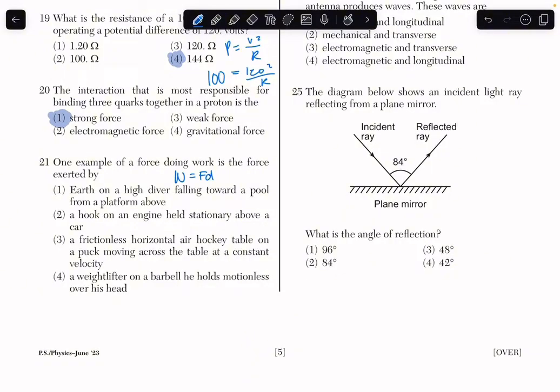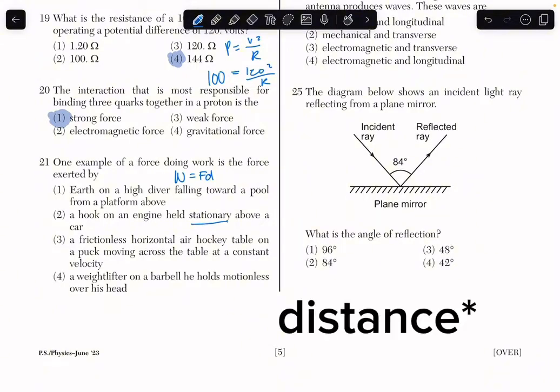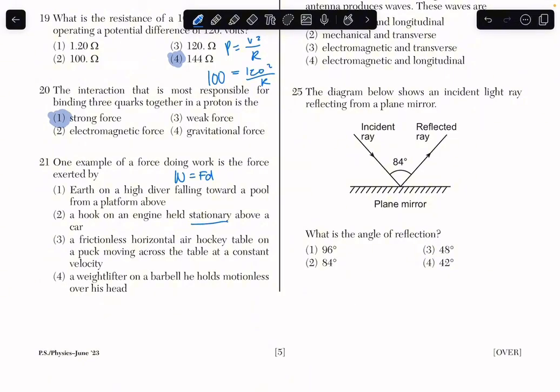Let's look at number 2 though. A hook on an engine held stationary above a car. So we immediately know this is wrong because of the word stationary. That means it's not moving at all. If it's not moving, there's no type of direction or displacement. So it's no work.